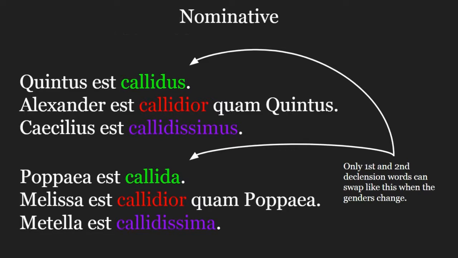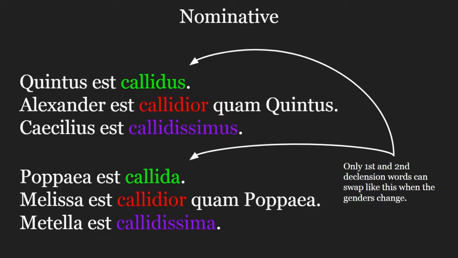Now this word has a special thing that it can do, that it can change from the second declension into the first declension when the gender of the noun changes. This is something that first and second declension words can do. We've seen this before with words like filius, a second declension word meaning son, that can turn into filia, a first declension word meaning daughter. Second and first declension words can do this gender swapping between them.